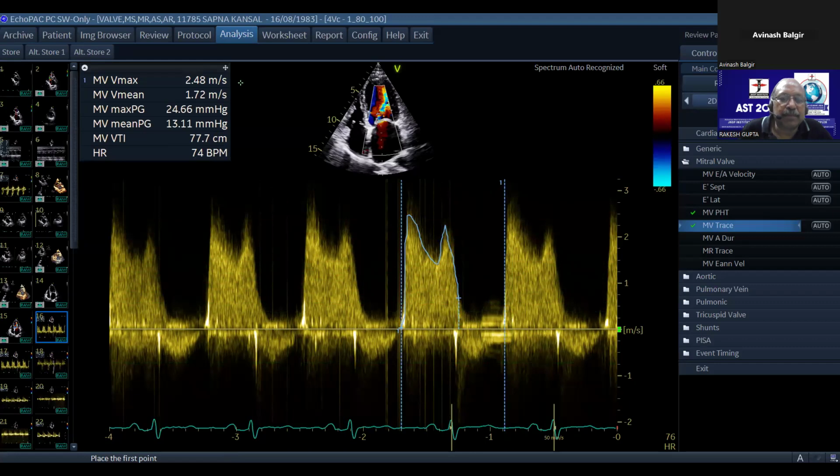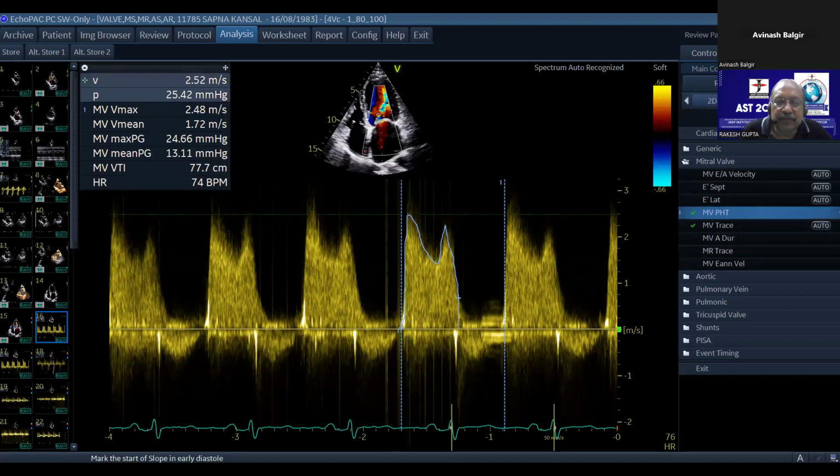So my peak velocity is 2.8, mean velocity is 1.72, and look, the maximum gradient is 13 millimeters of mercury. Anything more than 12 is considered abnormal. Then the third point is, let's calculate the pressure half time. So I have to go and calculate the pressure half time. Here is the pressure half time. From this point to this point, this is the pressure half time, which gives you an area of 1.6.